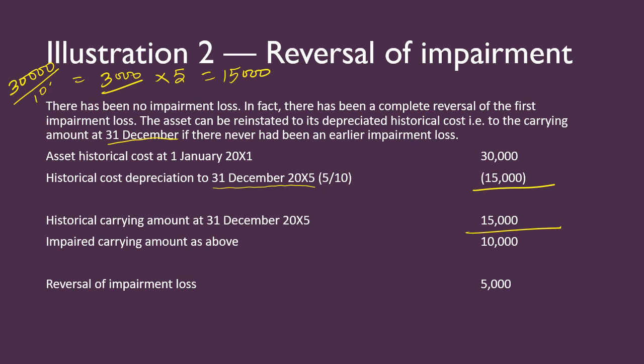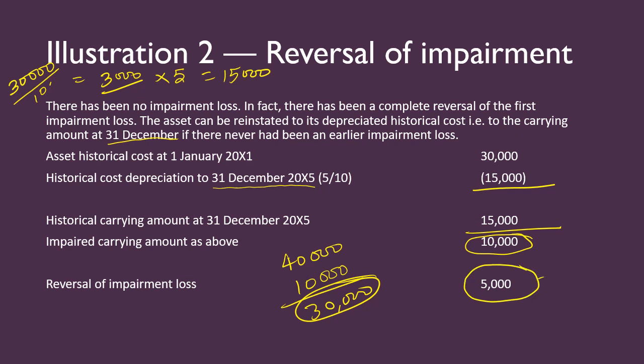And what is the impaired value? At that date the impaired value was 10,000. So reversal is possible up to 15,000. Above that we cannot reverse. The total appreciation is 30,000: 40,000 is the current value and the carrying value on the date is 10,000, so the total increment in value is 30,000. But we can transfer only 5,000 to profit and loss. The remaining will be other comprehensive income.